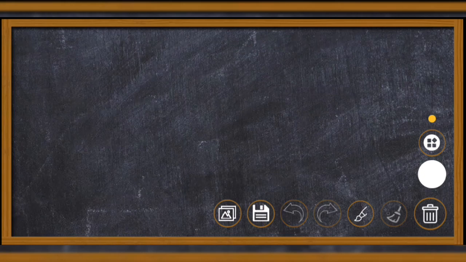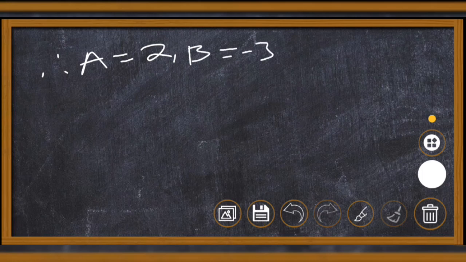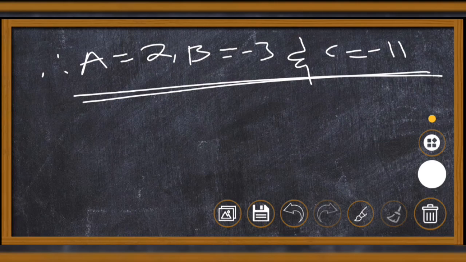So to put this in the final answer, we have found that a is positive 2, b is negative 3, and c is negative 11. This is how we find the unknowns in identical polynomials. You simply expand the given polynomial and then compare the values with the ones on the left side.